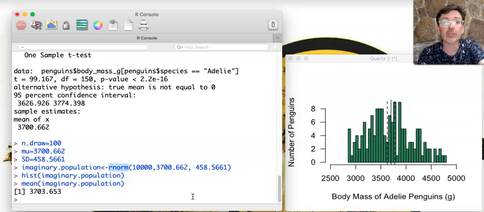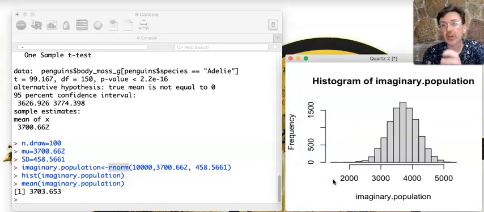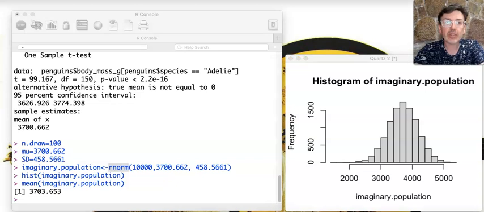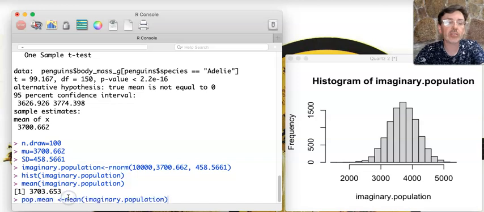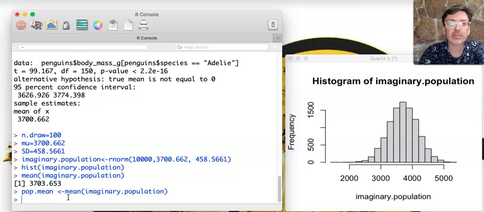There's going to be a little bit of sampling error. Even with 10,000 individuals, you have a little bit of randomness happening here. And I'm just going to save that mean value for later on, so I'm going to assign that to an object called pop.mean.